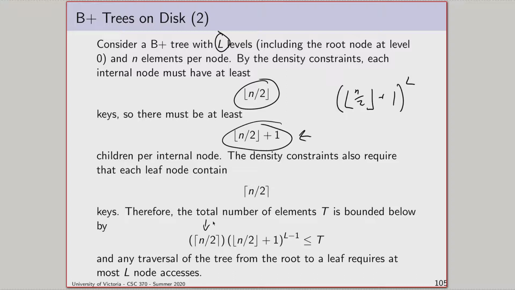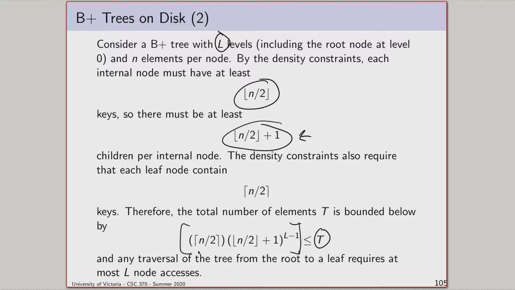So we can therefore determine the total number of elements in the tree. It's just this formula which has been expanded out. There's the first L-1 levels, and there's the bottom level. And so the total number of elements in the tree, which is T, is at least equal to that number. In the worst case, if the tree is as empty as possible, the total number of elements still has to be at least this value.